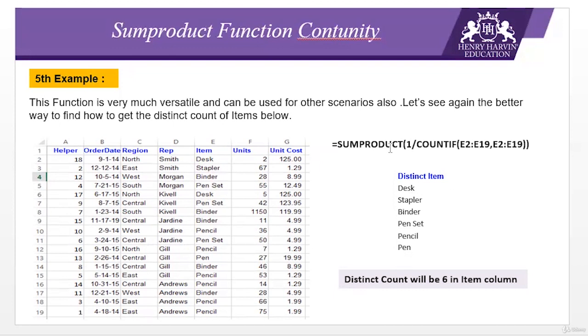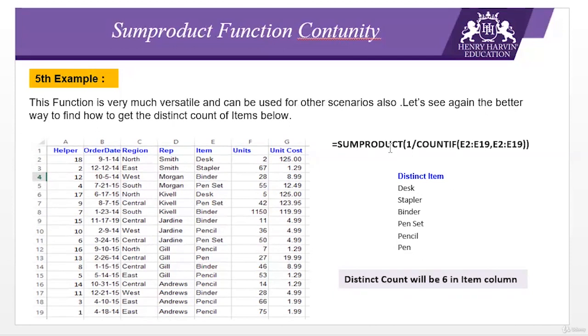This is a function equal to sum product 1 by countf. So what happens here? We are actually seeing the occurrence of all the items, and we are dividing in equal proportion to all the respective families. So if desk is repeated 2 times here, we are giving 50-50%.